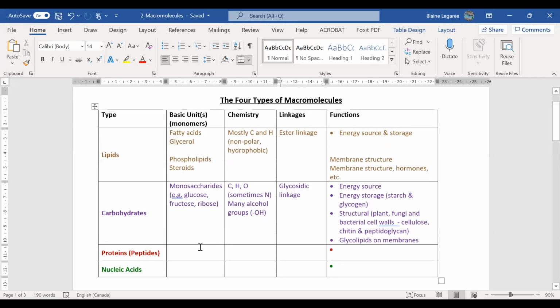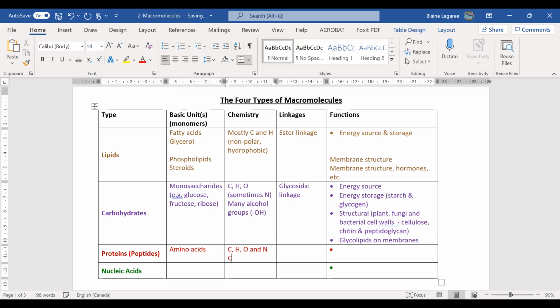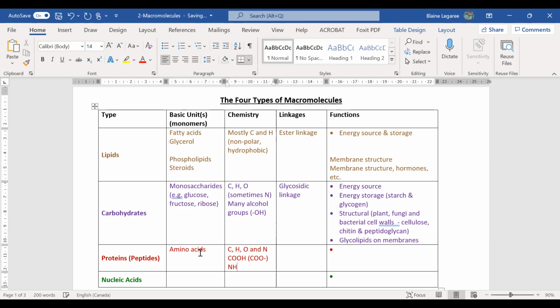So you can see just basically picking up where we left off, except now we're talking about proteins, which are sometimes called peptides or polypeptides, of course. Poly means many, many amino acids, of course. So the basic unit is an amino acid or amino acids. The chemistry, they have carbon, hydrogen, oxygen, and nitrogen. So we're looking at COOH, or sometimes that's COO with a negative charge on it, group, and NH2, or sometimes NH3, and the NH3 has a positive charge.